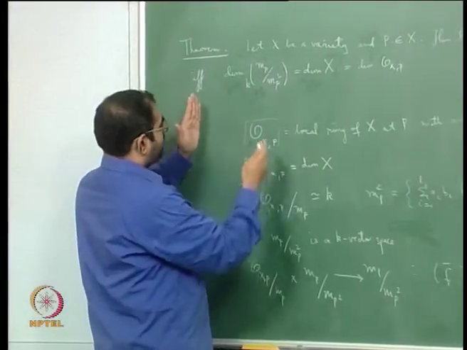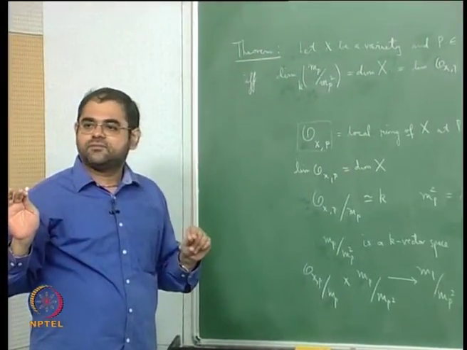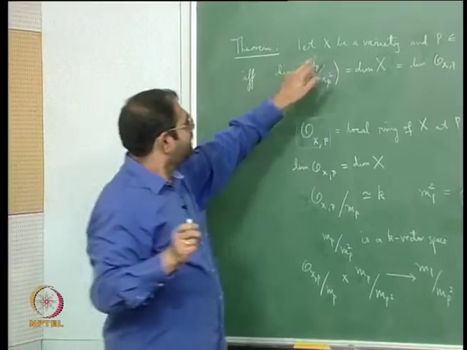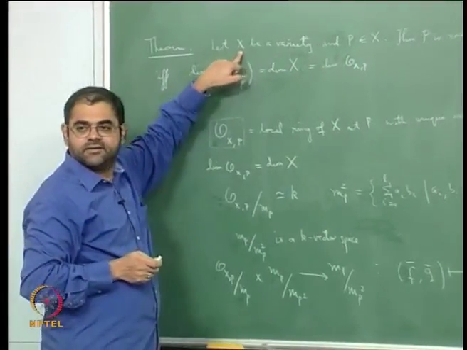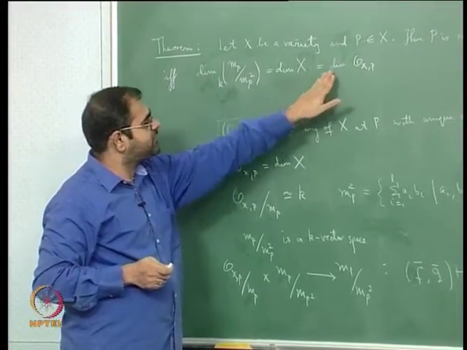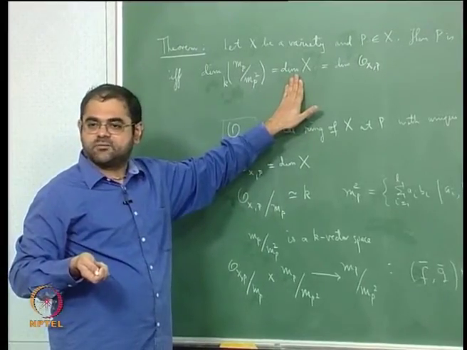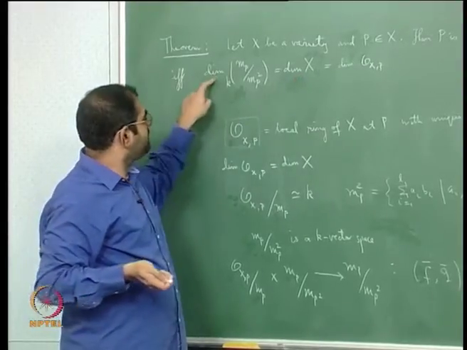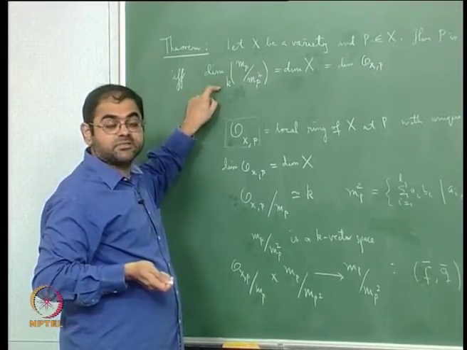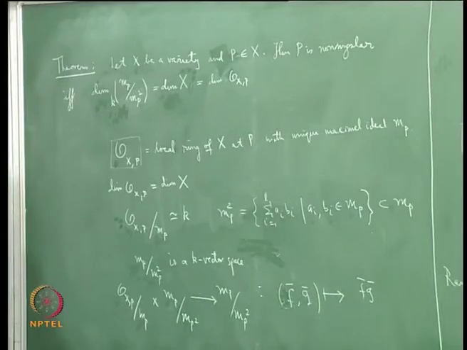So the point I want you to understand is that what this theorem is saying is exactly the analog of what we saw in the analysis calculus situation, that a point of a variety is smooth if and only if the dimension of the tangent space at that point is exactly equal to the dimension of the variety. And if it is a singular point, the tangent space dimension will be more than the dimension of the space on which the point lies.